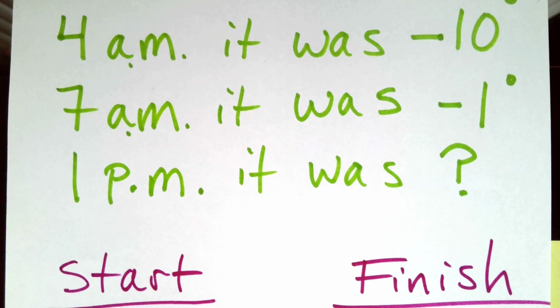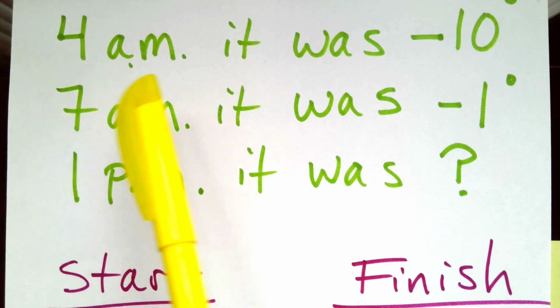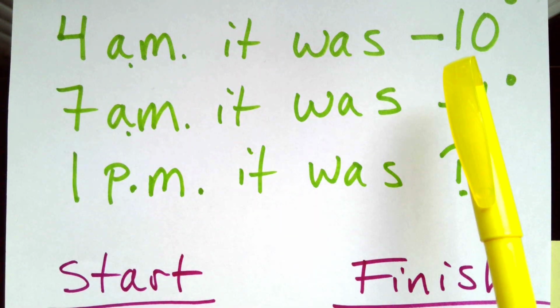All right, welcome back to part 4 of the video on answering the test question. What will be the temperature at 1 p.m.? This is a unit rate type of problem, and part 4 should be the final video segment in answering this question. So at 4 a.m., it was negative 10 degrees.